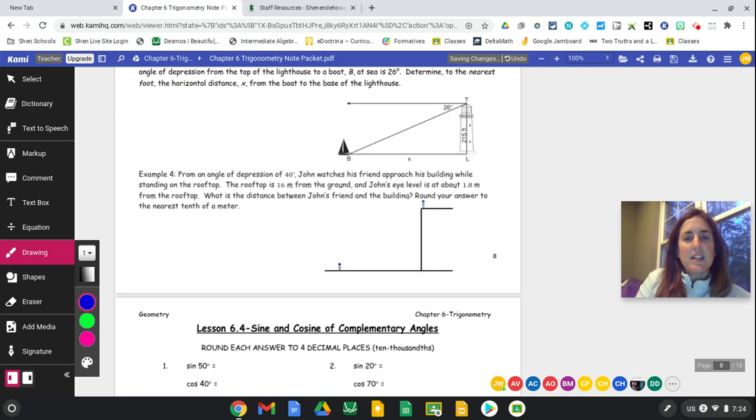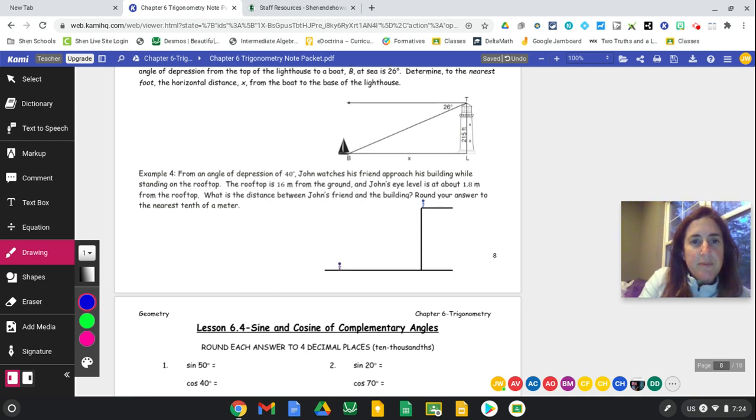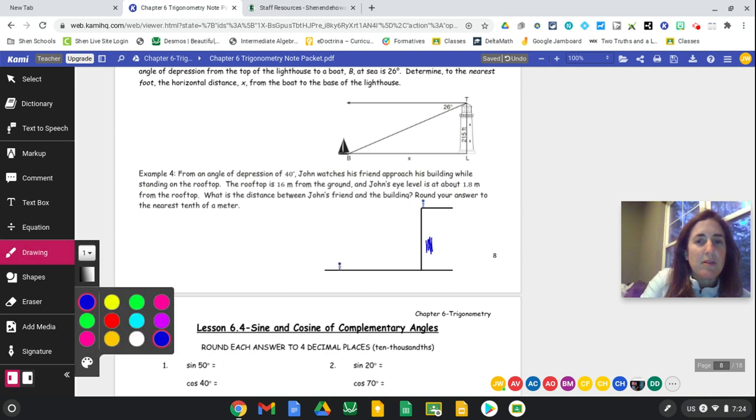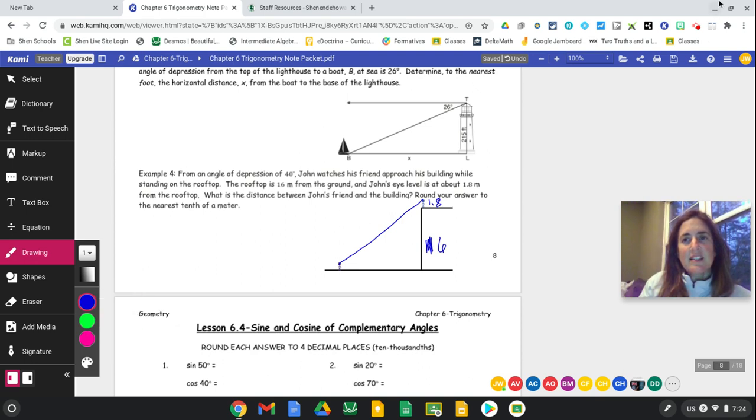Similar to that problem down here in example 4, we have the rooftop is 16 meters from the ground, and then this is 16. Why won't it let me write? Oh boy, that came out messy. And then John's eye level is about 1.8. So really, if we're looking down to here, we have this 16 and 1.8. So it's really like 17.8. Those are my hints for you. Okay, get those questions done in your Go Formative before moving on to lesson 6.4.